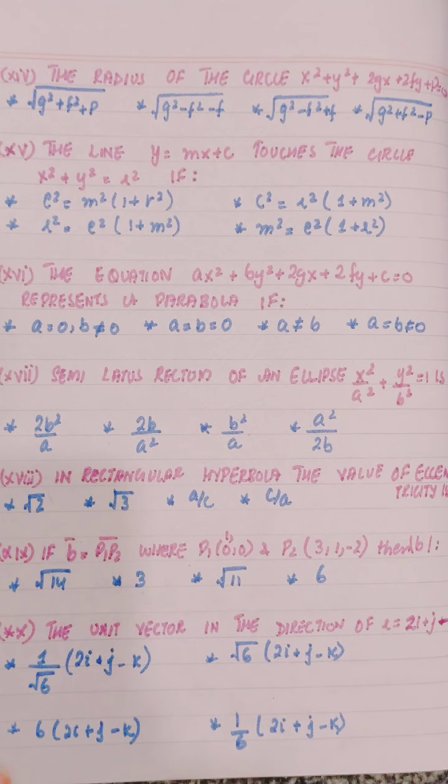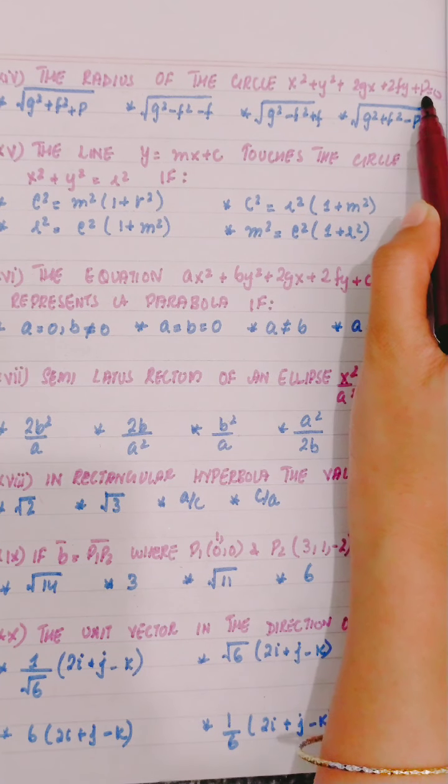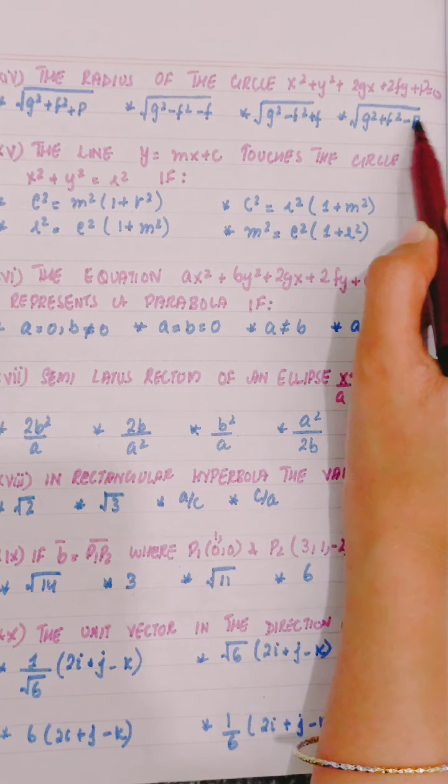Okay, in part 14, the radius of the circle x square plus y square plus 2gx plus 2fy plus p equals 0. We have the formula for the radius of a circle as the square root of g square plus f square minus c. In the general equation of a circle, we have c as a constant, but here since they have given us p, the correct answer is the square root of g square plus f square minus p.